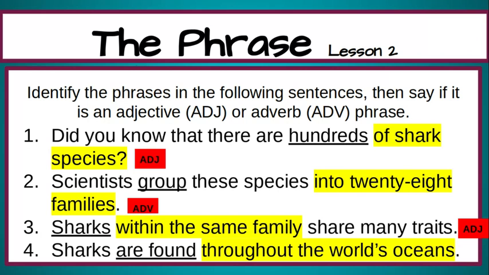Number four, sharks are found throughout the world's oceans. I have underlined are found. You could underline just found, but you have to remember that are is a part of a verb. Are is the helping verb, found is the main verb. So are found is a verb. So this is telling us where. Where are sharks found? Our phrase is telling us where sharks are found, and because it's answering the question where, we know that that's an adverb.